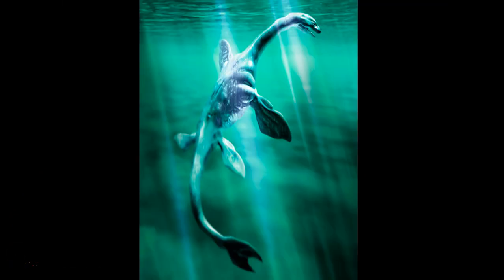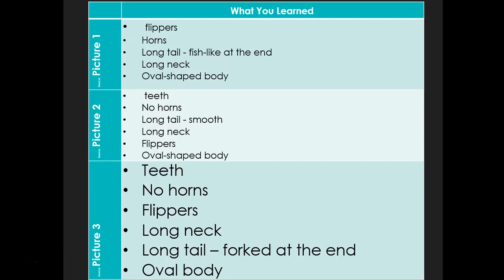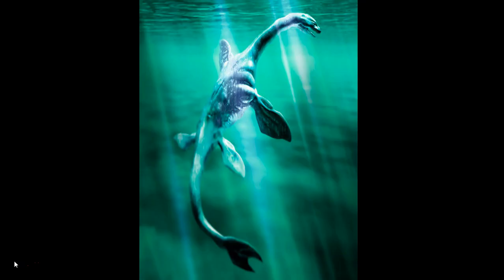Here's the third picture. And here are my notes for the Loch Ness Monster using the third picture. So picture 3, this one had teeth, there were no horns, it had flippers, it had a long neck, there was a long tail, and this tail was forked at the end, meaning it was split, and the body was oval. Here's that picture again.